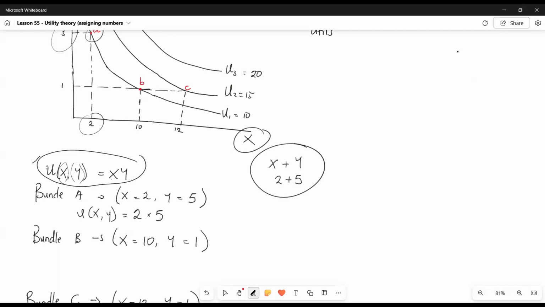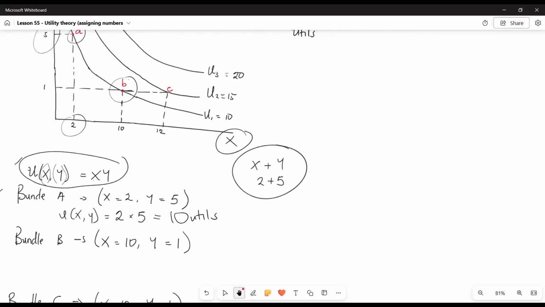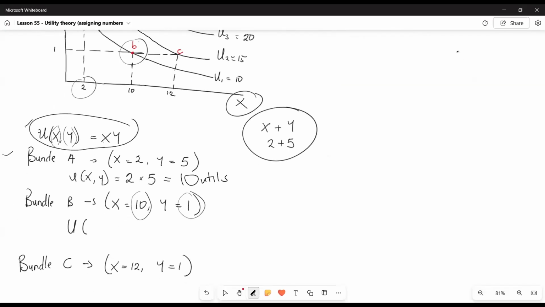So let's continue with an example with this utility function. With the first bundle A, the total utility that Ava gets is equal to 10 utils. And then for bundle B, which is on the same indifference curve, it has 10 units of good X and 1 unit of good Y. So the utility that Ava gets from consuming bundle B is 10 units of good X multiplied by 1 unit of good Y, which is also 10 utils.